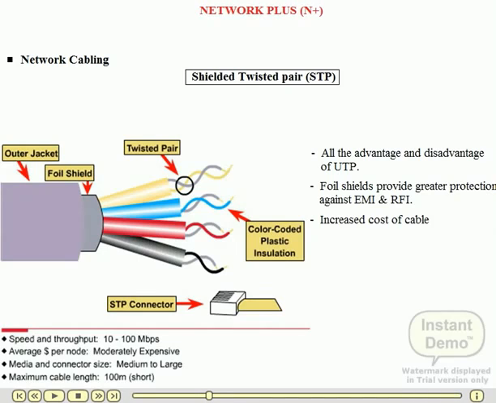Here it increases the cost of the cable. This is the disadvantage of the shielded twisted pair cable. You can see the cable pair on the screen. The cable is easy to install and configure.